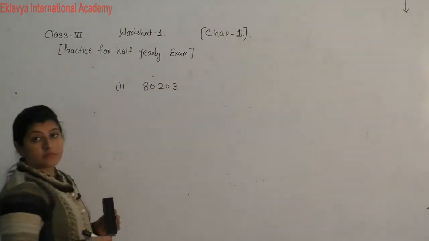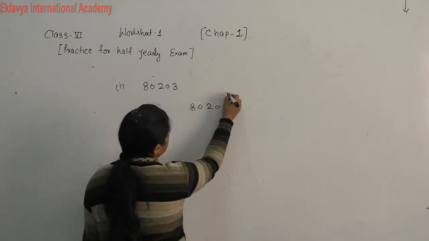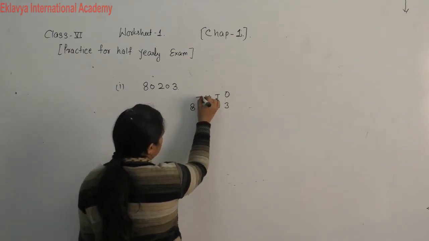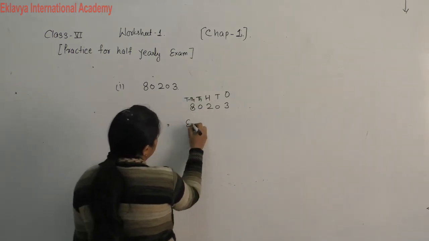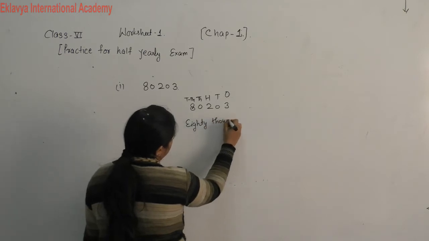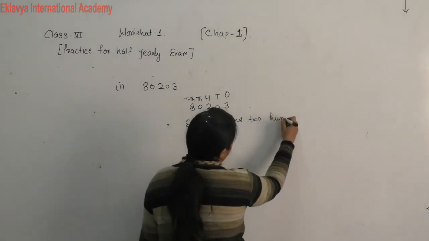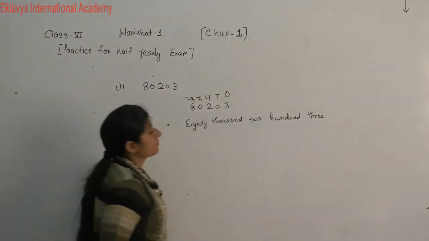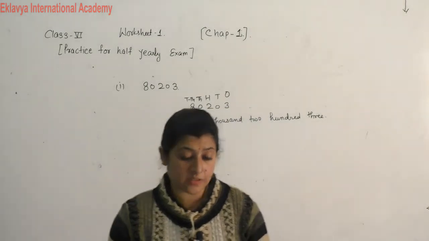80203. How do we write it down? 80203. This is ones, then tens, 100, 1000, 10,000. It means it becomes 80,000 and 203. In a similar way, you can write down the next one.